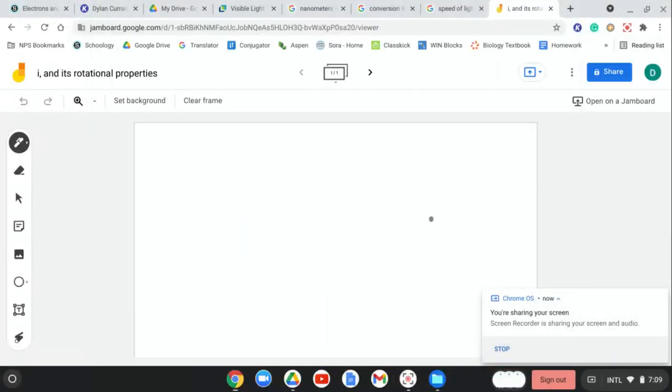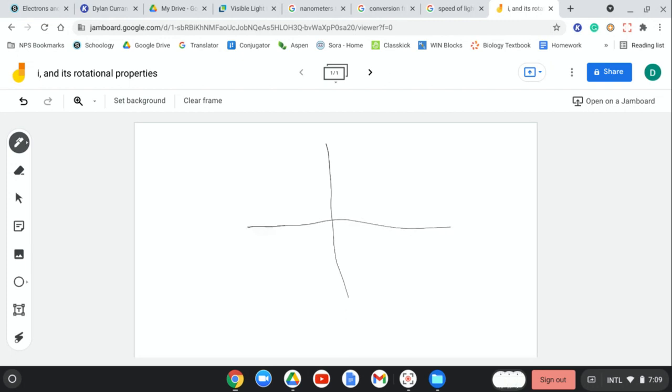All right, let's talk about i and what it tends to do to complex numbers. What I'm going to do is draw a coordinate plane that's going to represent the complex plane. So we're going to have the imaginary axis and the real axis. And let's make some number, a plus bi, and let's draw it on the complex plane.